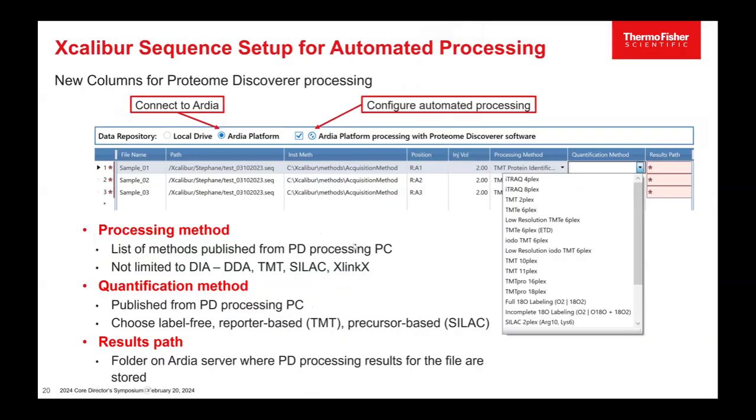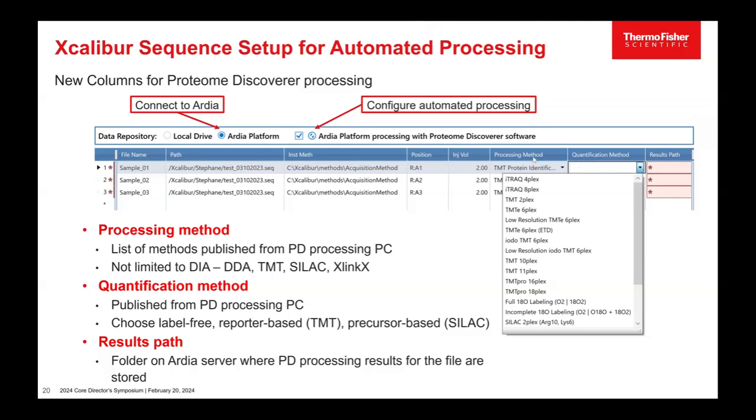Now, if you have this set up, this is what the Excalibur sequence will look like. So I know in this case, I have an Ardia server in the lab. I have a Proteome Discoverer PC that's been designated for automation. I get this new option at the top bar here where it says Ardia platform processing with Proteome Discoverer software. As soon as you click that, it will communicate through the Ardia system what data analysis methods you have available on that Proteome Discoverer installation, what quant methods you have available, and then you set where on the Ardia server you want to save the result.